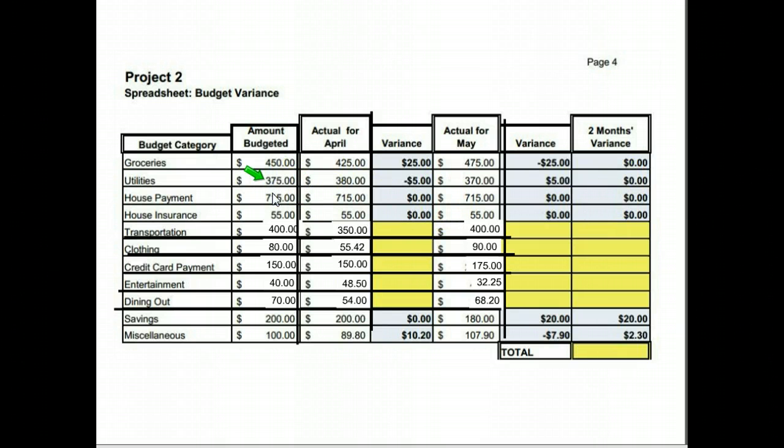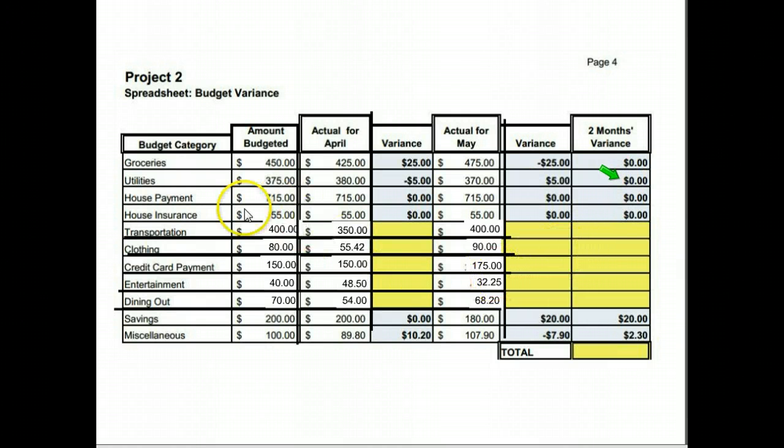So the next one is utilities. They budgeted $3.75. In April, they spent $3.80. So they spent 5 too much, and they're $5 in the hole. So they have negative 5. Okay. Well, in May, they spent $3.70. They had budgeted $3.75 and only spent $3.70. So they saved 5 extra dollars by not spending that. And now they're up $5. The variance for the 2 months together, they had negative 5, positive 5, wash each other out to 0.